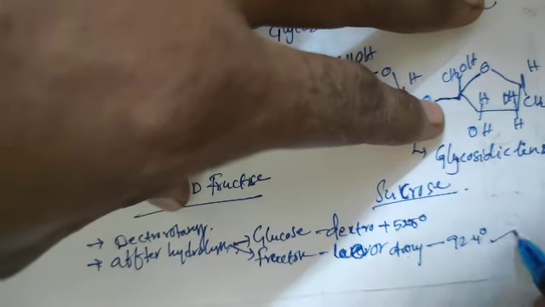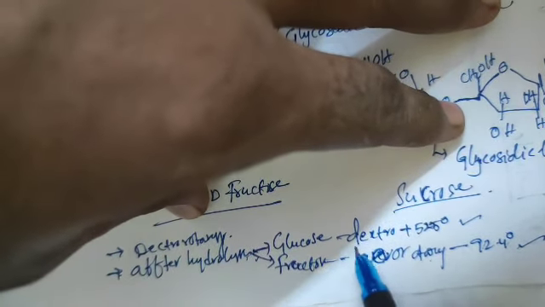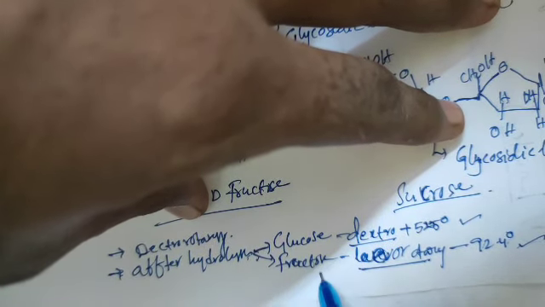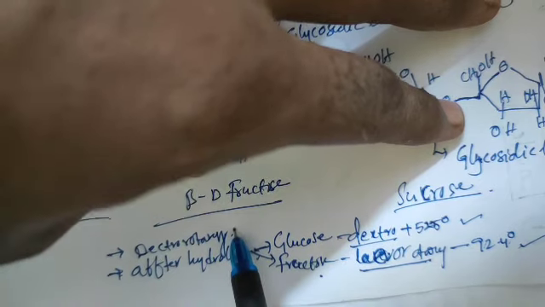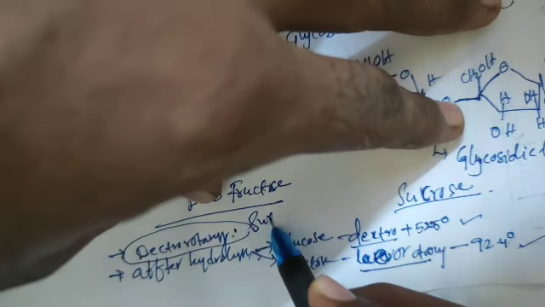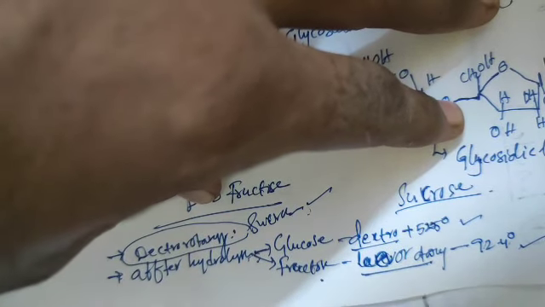Levorotatory, how much? This is minus 92.4 degrees rotation. So dextro and levorotatory: glucose and fructose, no? But sucrose, what? Sucrose is dextrorotatory.